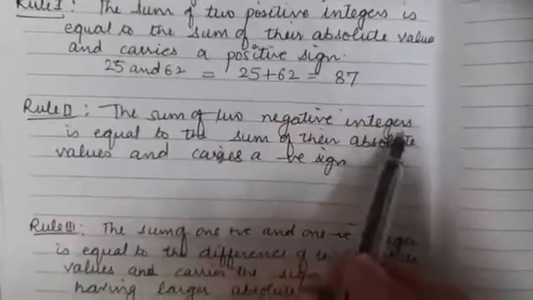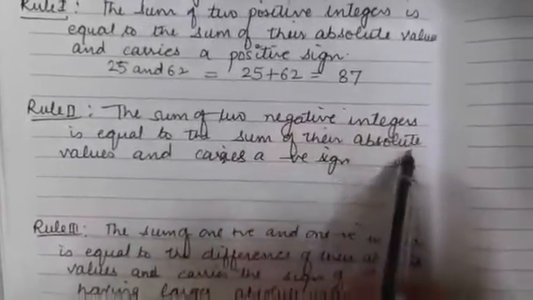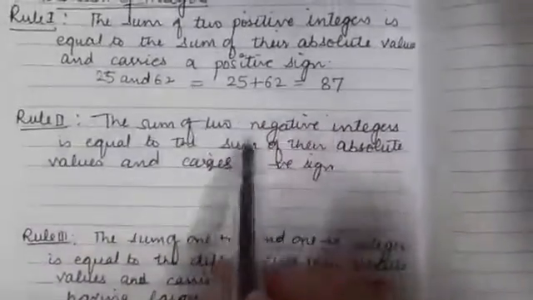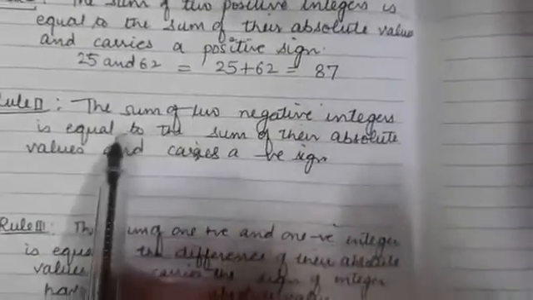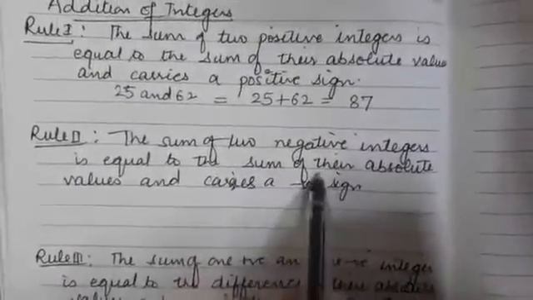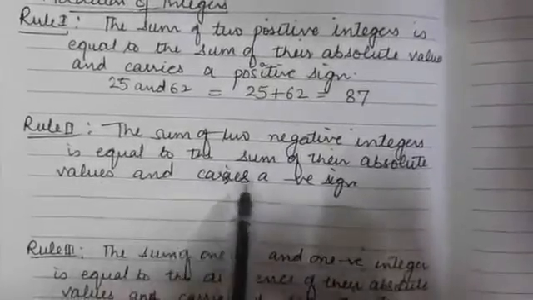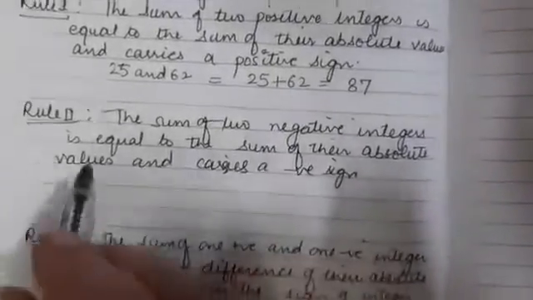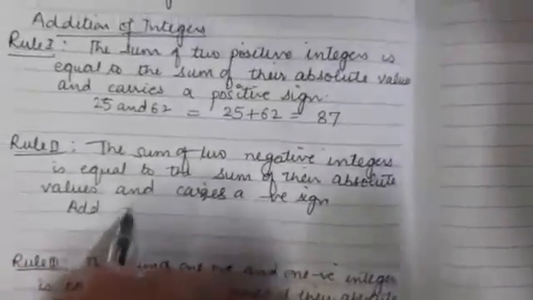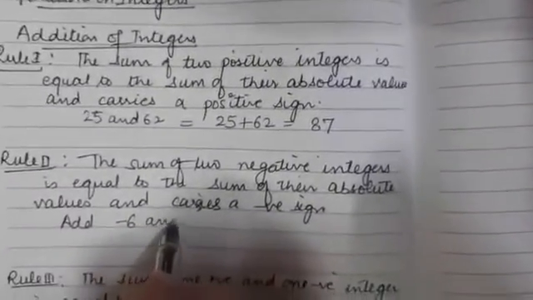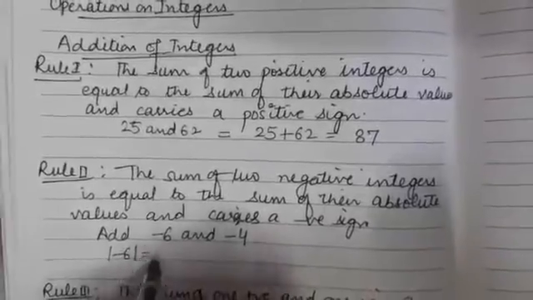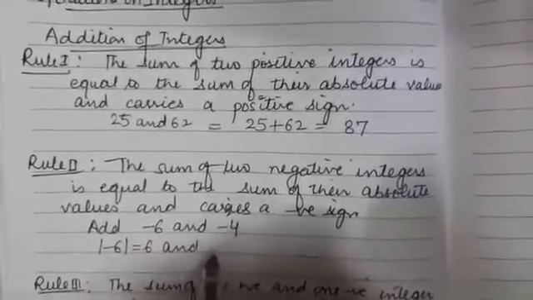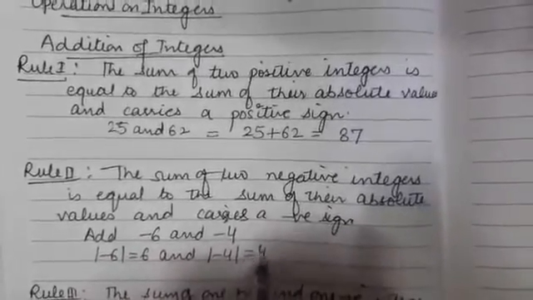Our rule number 2 is the sum of two negative integers is equal to the sum of their absolute values. If we are given two negative integers and we have to find their sum, then the sum is equal to the sum of their absolute values and it carries a negative sign. Suppose we have to add -6 and -4. The absolute value of -6 is 6 and the absolute value of -4 is 4.